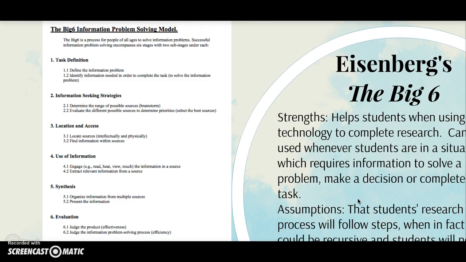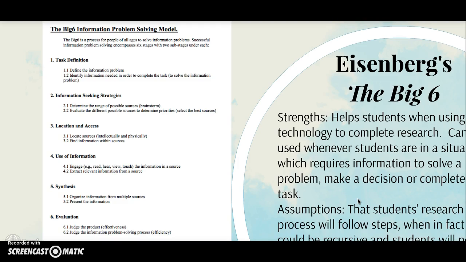definition, so defining the problem and what you need to actually do in the task for the students. Then the information seeking strategies to brainstorm the possibilities and find the best sources. This one's a good one to use for technology usage when researching. Location and access, so where to find the sources and then find the information within those sources. Use of information is step 4, so how are you going to use the information you find? Are you going to read about it? Are you going to touch it, if you're cooking in the process of researching the best way to make brownies in home ec class?